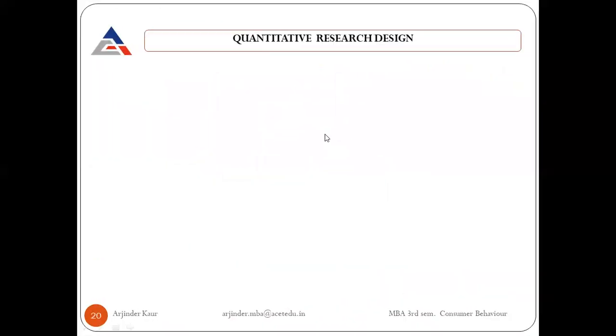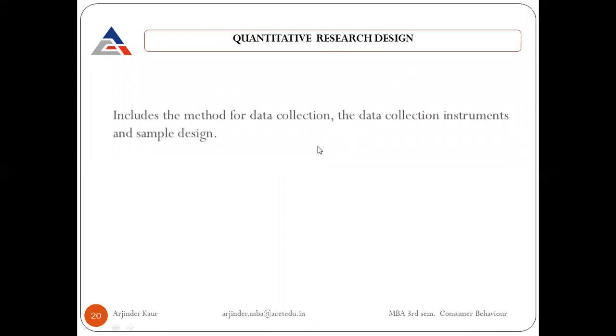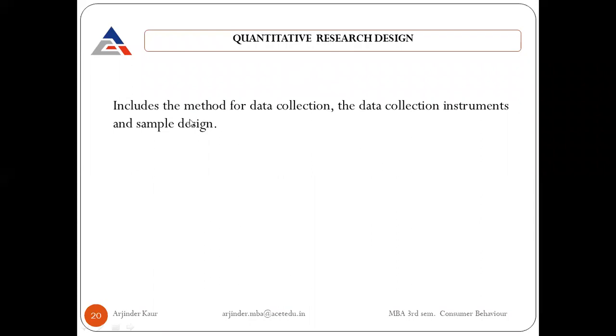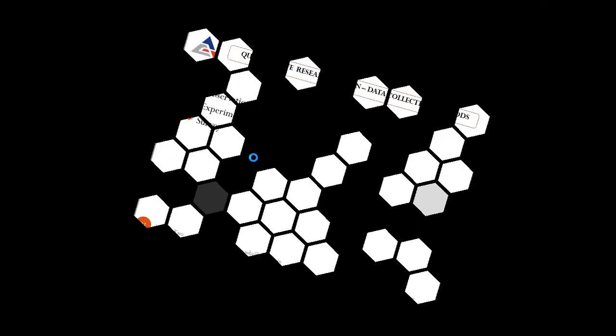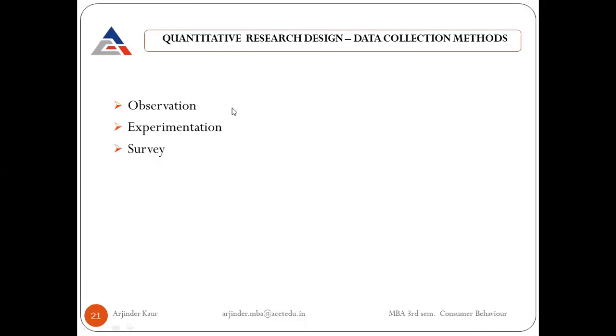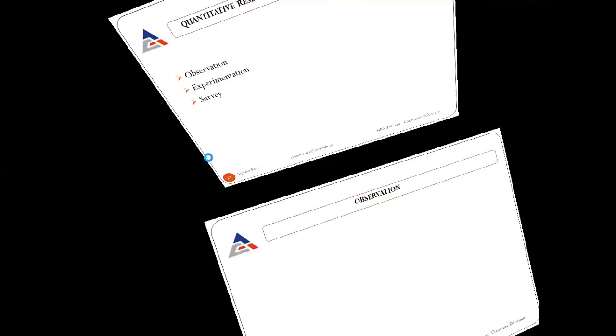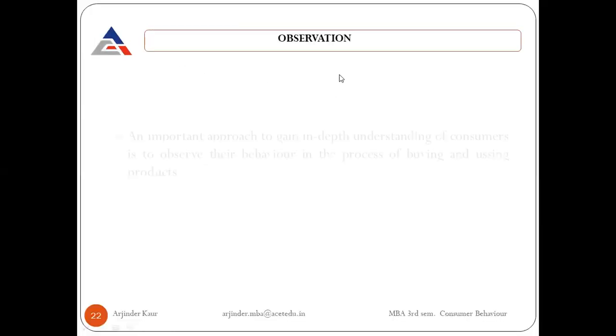Coming next is the quantitative research design. Quantitative research design includes the method for data collection, the data collection instruments, and the sample design. So the first thing is the data collection methods. The three methods that can be used for collecting numerical data are observation, experimentation, or conducting surveys. Let's discuss observation first.